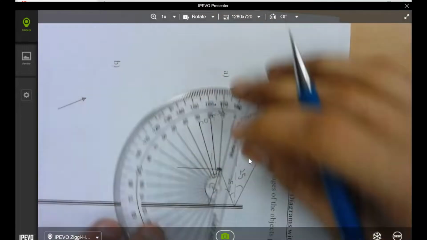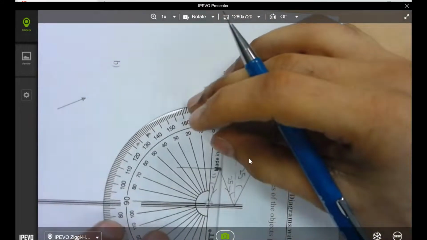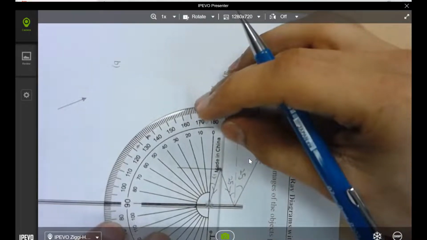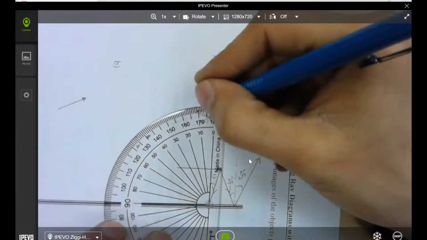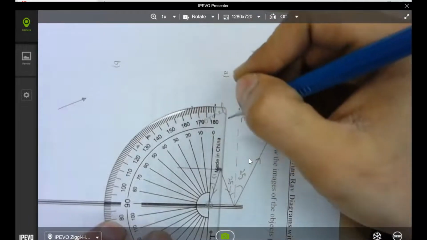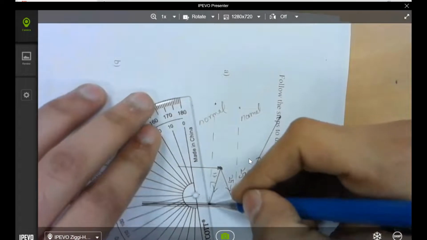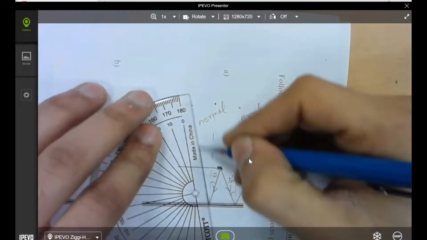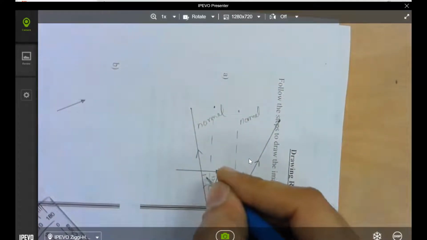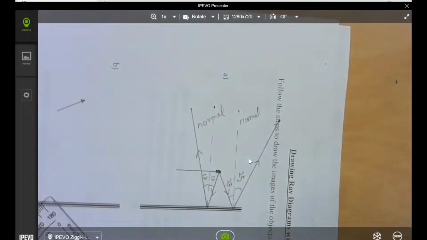So I'm going to turn my protractor around, and I'm going to find my reflected ray, and I can do that because I know the reflected angle will also be 13 degrees right there. Right? So I'm going to draw my reflected ray by joining the 2 points. And this angle of reflection is also 13 degrees.